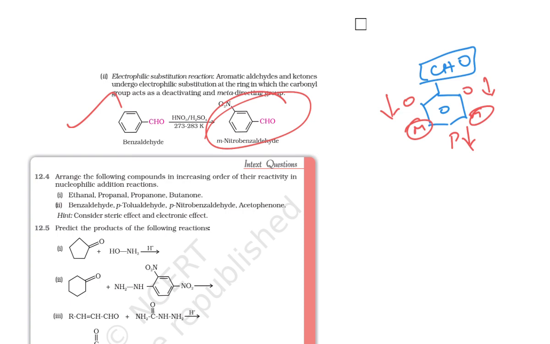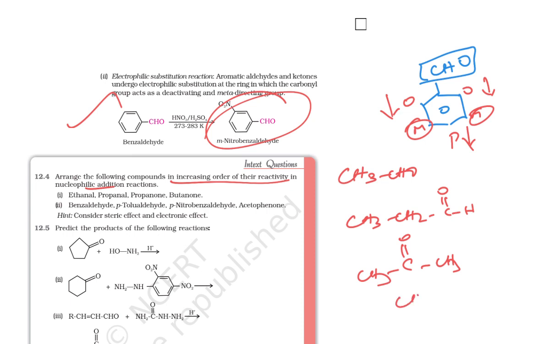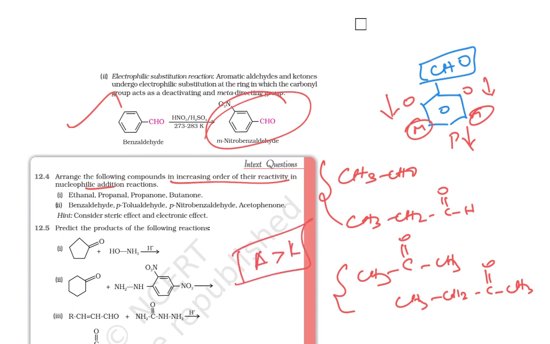Okay, arrange the following molecules in increasing order of their reactivity. I will write one by one. Your first molecule is ethanal, right? So this is your ethanal. Then your propanal, CH3, CH2, C double bond O, hydrogen. Then we have propanone, then we have butanone. Look here, these 2 are aldehydes, these 2 are ketones. So obviously aldehyde is more reactive than ketone. In this case, this is less bulky compared to CH3, CH2. So your first molecule, 1, 2, 3, 4, is more reactive than the second.